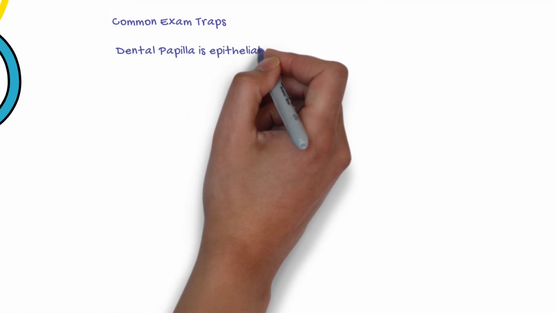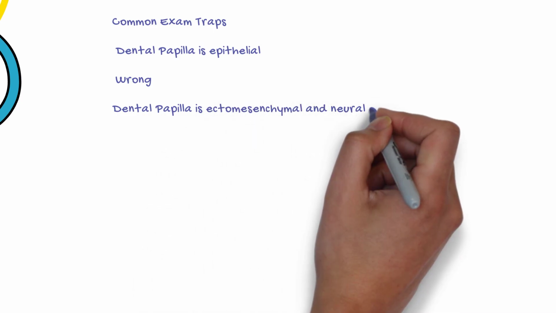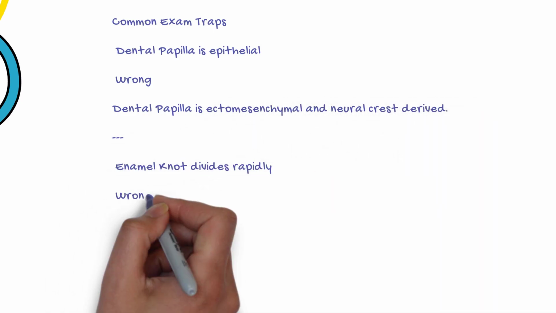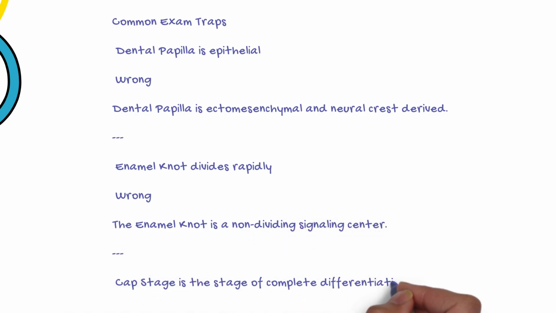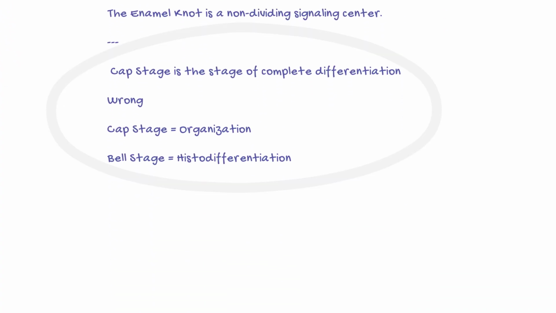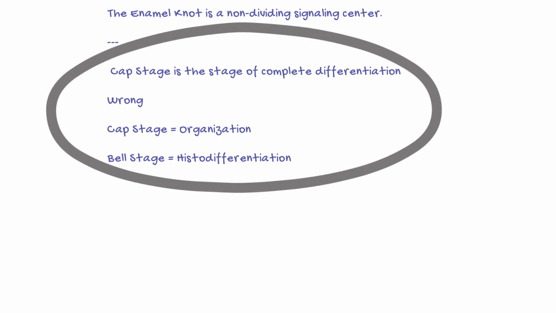Common exam traps. Dental papilla is epithelial. Wrong. Dental papilla is ectomesenchymal and neural crest derived. Enamel knot divides rapidly. Wrong. The enamel knot is a non-dividing signaling center. Cap stage is the stage of complete differentiation. Wrong. Cap stage equals organization. Bell stage equals histodifferentiation.